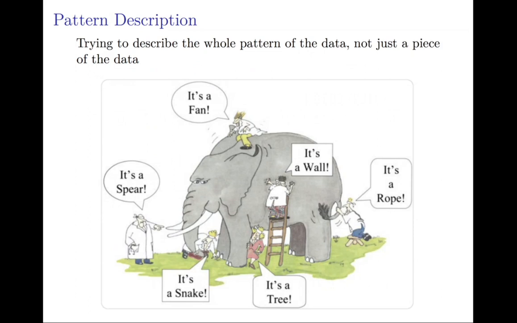And so I want to really emphasize that all of this ordination we're going to be talking about is pattern description, and we're trying to describe now the whole pattern of the data, not just a piece of the data. And so it's like the classic elephant example. If you have a bunch of people blindfolded trying to examine a small part of the elephant of your data, you might get a different idea of what it is if you look at the data all together. And so that's why ordination and using all of your Y data can be really useful.